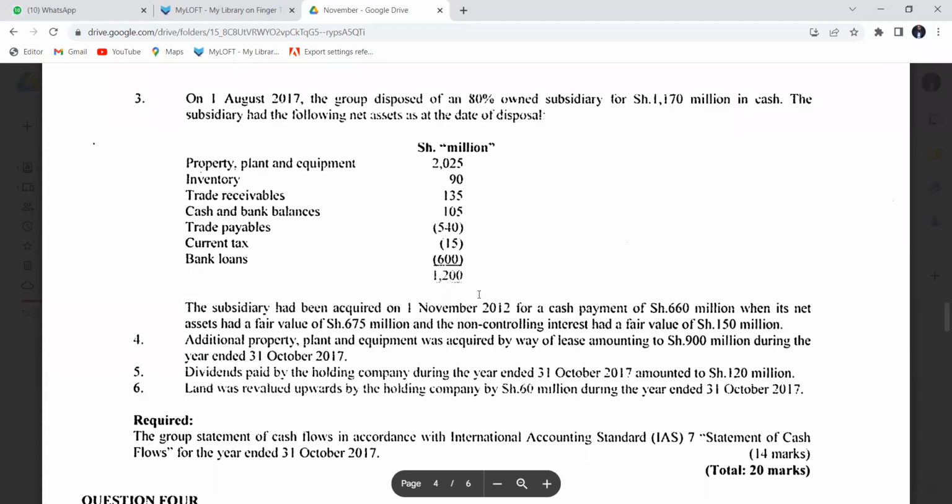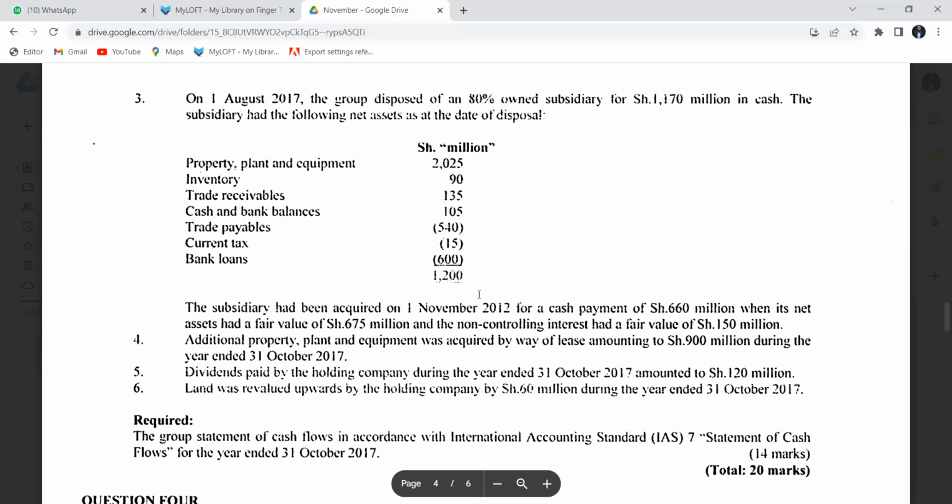Additional information number 4. They said that additional property, plant, and equipment was acquired by way of a lease amounting to 900 during the year ended 1st October 2017. Number 5, dividends paid by the holding company during the year ended 31st October 2017 amounted to 120.